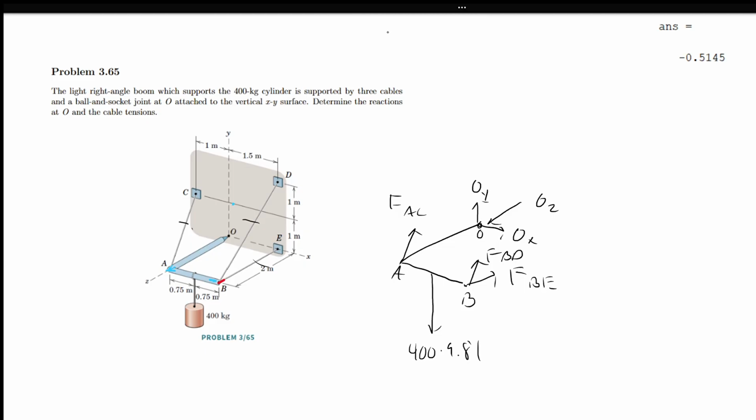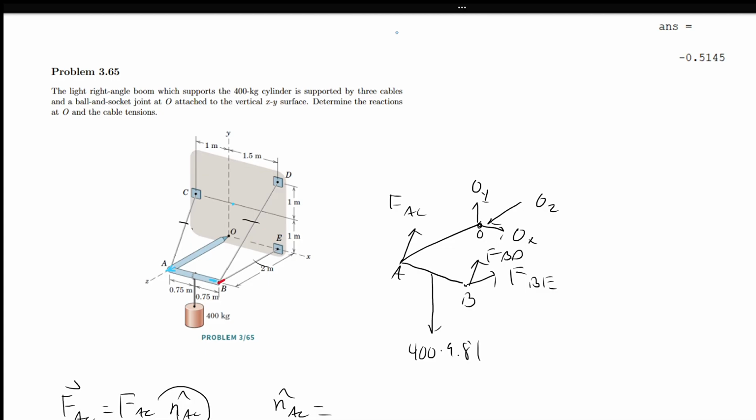So what we need to do is first find, so FAC is going to be equal to the magnitude of FAC times this little unit vector, and then the same thing for BD, and BE. So our goal is to find these three little unit vectors. So NAC. All right, so I'm going to do each of these in a different color.